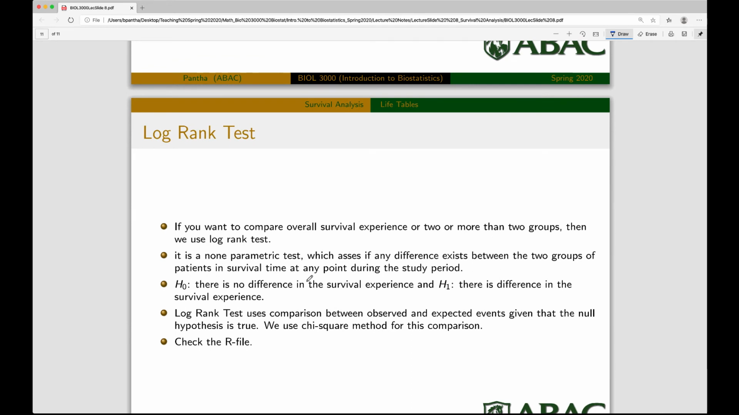No worries. If you want to compare the overall survival experience of 2 or more than 2 groups, then we use the Logrank test. It is a non-parametric test which assesses if any difference exists between the groups of patients in survival time at any point during the study period. H0 is there is no difference in the survival experience. H1 is there is a difference. The Logrank test uses a comparison between observed and expected events, given that the null hypothesis is true. We use the chi-square method for the comparison. So we will do all these things in R.